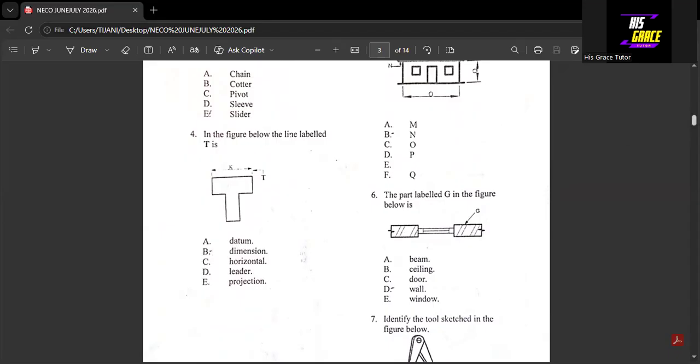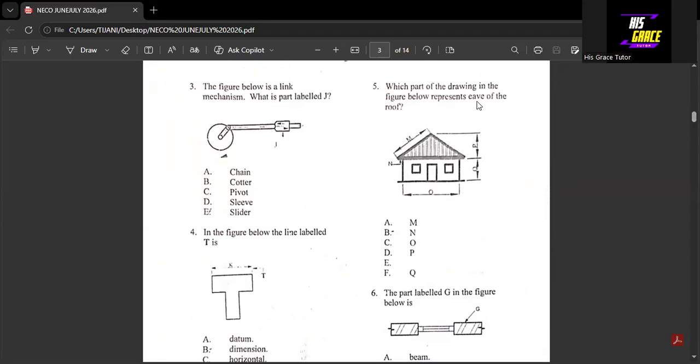Then question five, as we have it here, says which part of the drawing in the figure below represents eave of the roof? So the answer to this question is this part N here. So the answer is option B is the answer to question five.